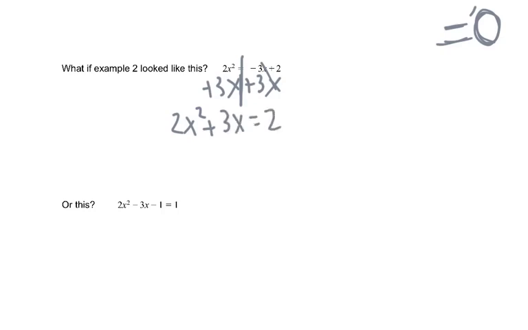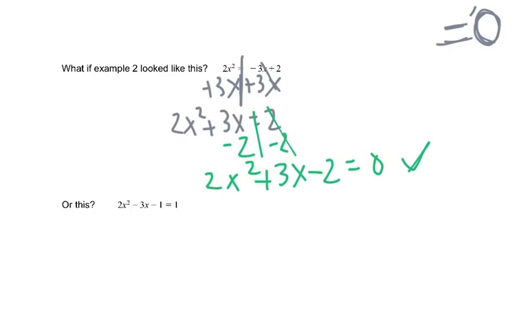And we're closer to getting it equal to 0, right? But we're not quite there yet. We have to also move this positive 2. So I'm going to take away 2 from both sides. And then we finally have 2x squared plus 3x minus 2 equal to 0. And then it's good to go in order for you to solve using factoring. What if it looked like this? 2x squared minus 3x minus 1 equals 1.